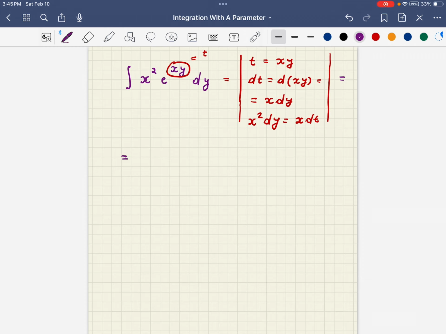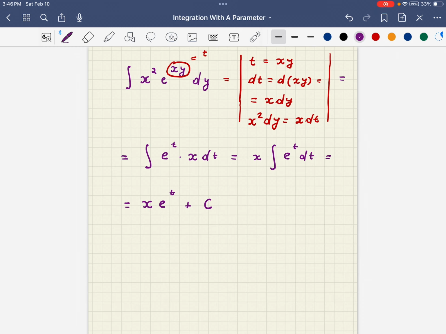Okay, and so this then allows us to complete the substitution and rewrite this integral as integral of e to the power t times x dt. And again, we treat x as a constant. We can pull it outside of the integral. And of course, again, antiderivative of e to the power t is e to the power t. So we get x times e to the power t plus c.